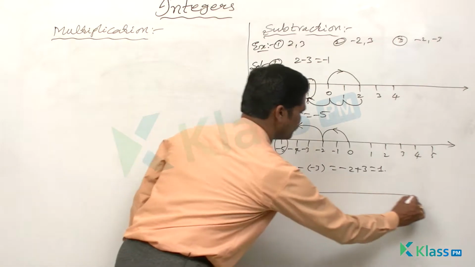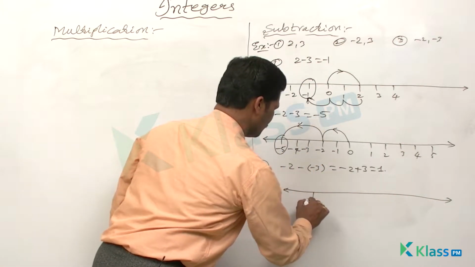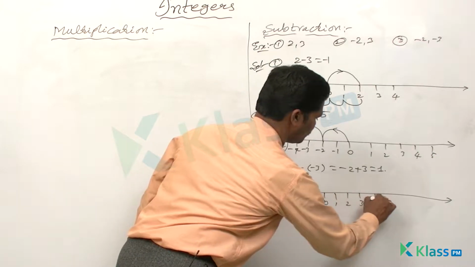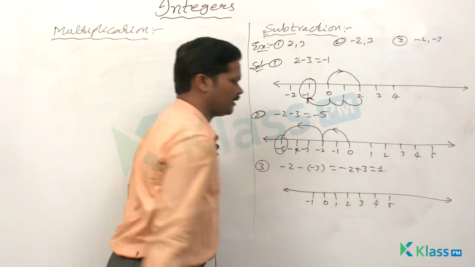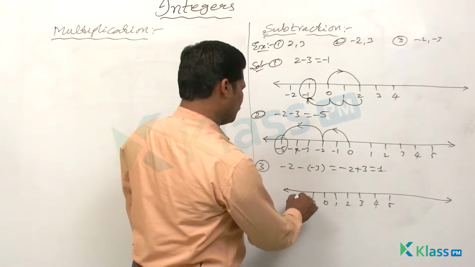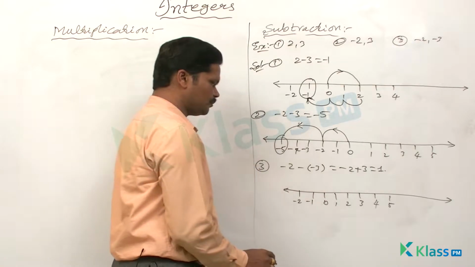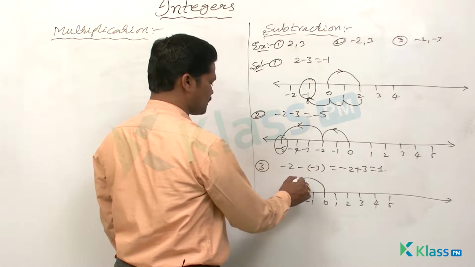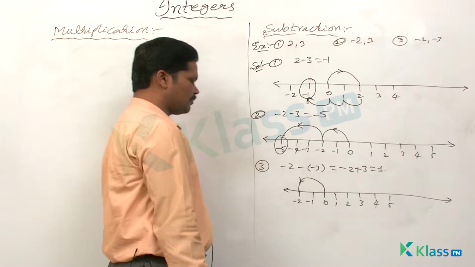How should we show it? Here, see. So minus 1, 0, 1, 2, 3, 4 and 5 I am taking. And from minus 2 onwards we should move. So first we are moving from 0 to minus 2. 2 steps, we jumped one time.